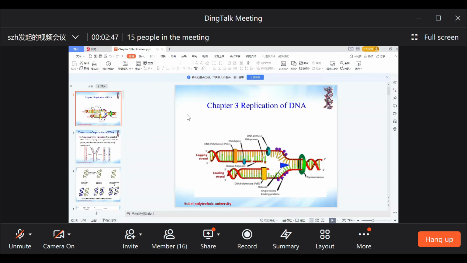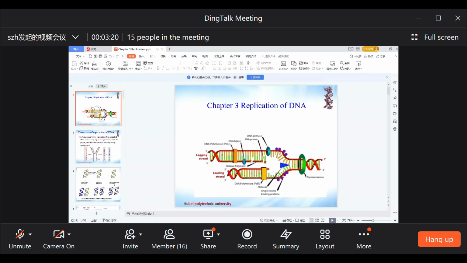For this, I emphasize that except for the chromosome DNA, you should also pay attention to the mitochondrial DNA. This is also a composition of the genome. Okay. Last time we simply introduced something about the replication of the DNA.